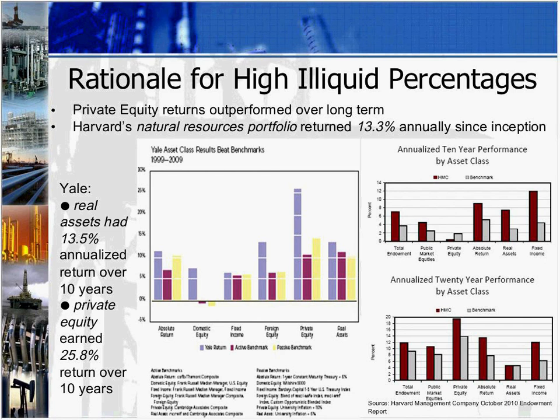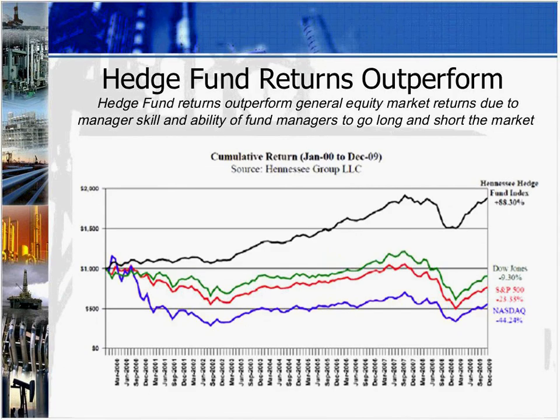So Harvard's natural resources portfolio has returned 13.3% annually since inception. Yale's real assets has produced a 13.5% annualized return over 10 years. And private equity has earned a 25.8% return over 10 years, which is pretty good, and that's why they justify over the long term having such a large allocation to private equity and real assets and other illiquid assets.